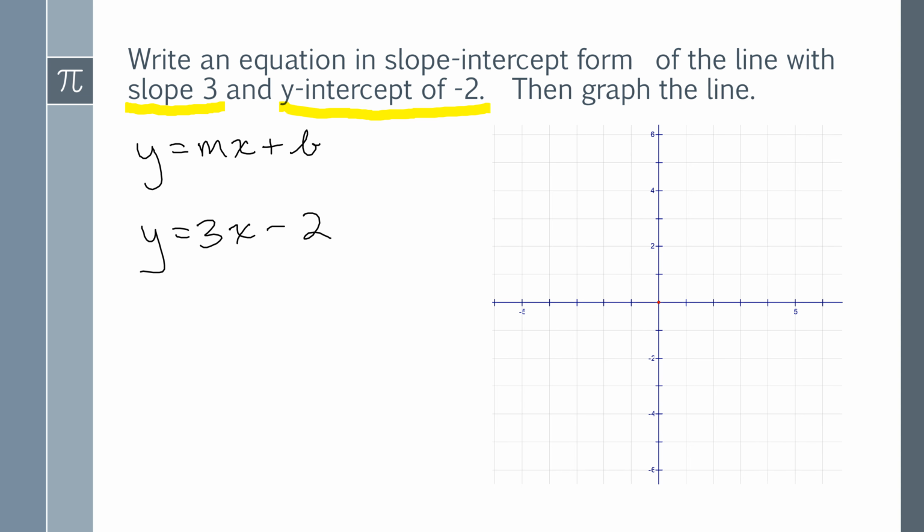So if we were to graph this, we would go to negative 2 on the y-axis and put a dot. And then we would go up 3 over 1. So 1, 2, 3, it goes to positive 1. And then over 1, so we would be at 1, 1. And then we just connect our dots.